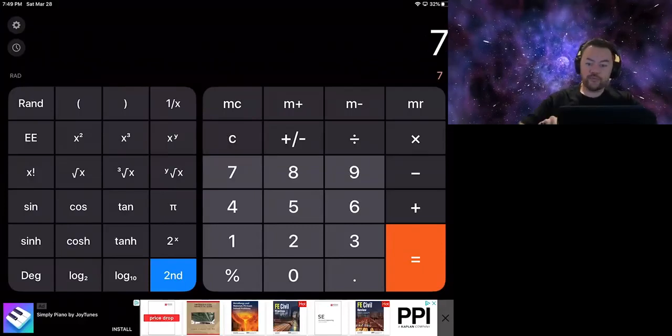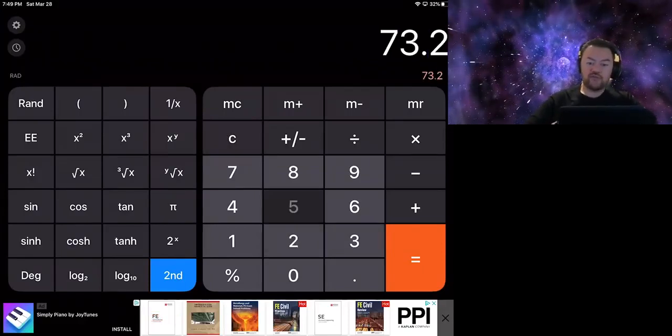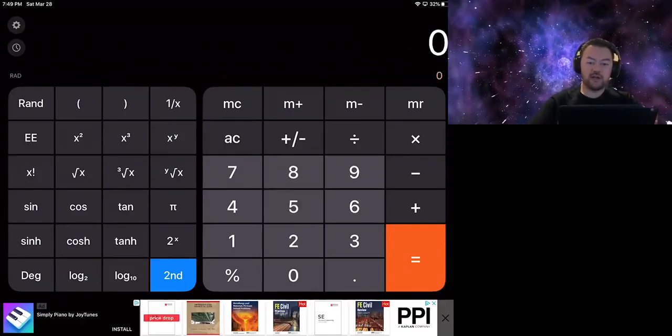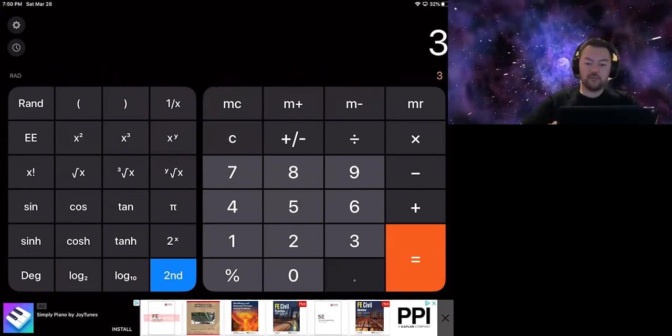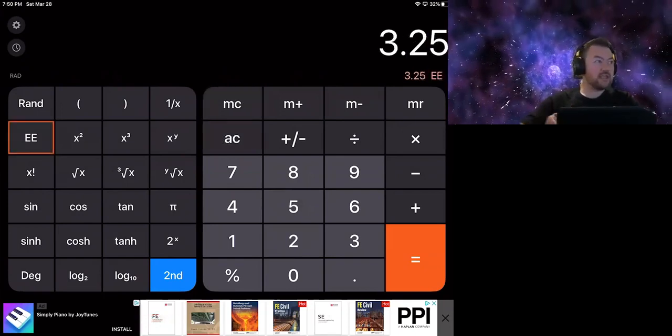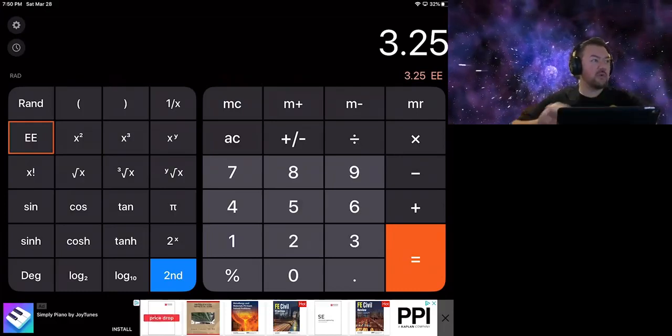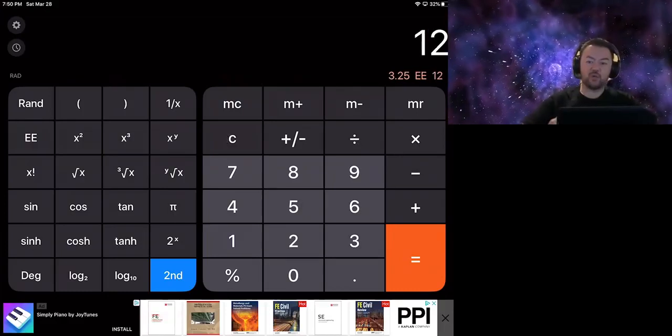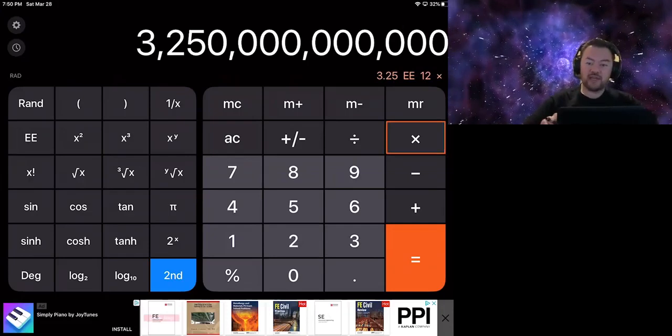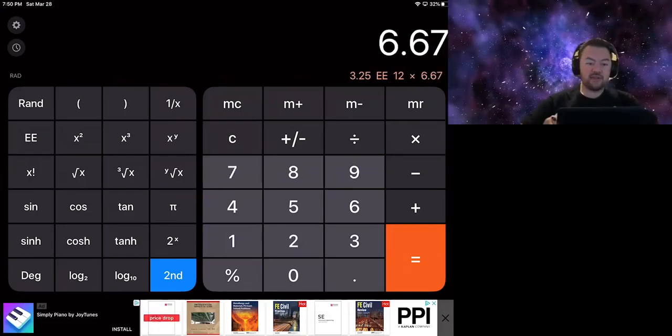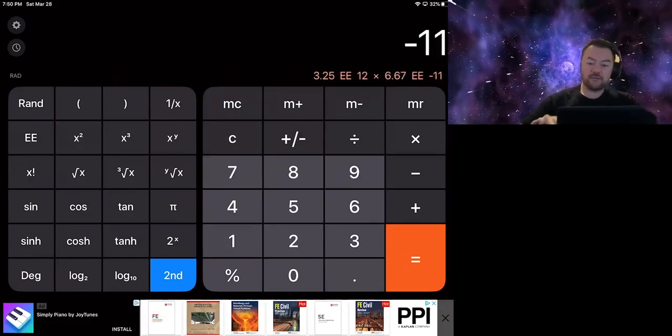We're going to go 3.25. Clear. 3.25 E to the... my watch is telling me it's time to stand. I can't stand, I gotta work. We're gonna multiply that times 6.67 E to the minus 11.